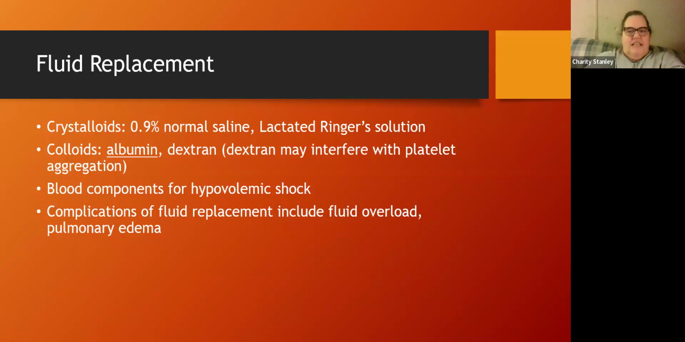So if we start to hear that their lungs have crackles, they're sounding wet, they're coughing, they're having difficulty breathing, they're having difficulty maintaining their oxygen saturation, then we need to look at the way we're ventilating them. We also need to look at potentially giving them some Lasix to get rid of that fluid.